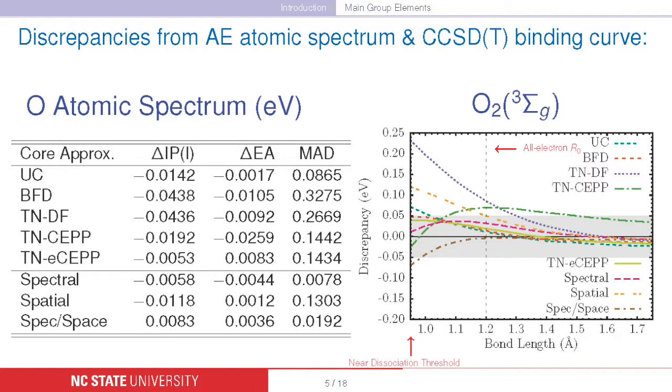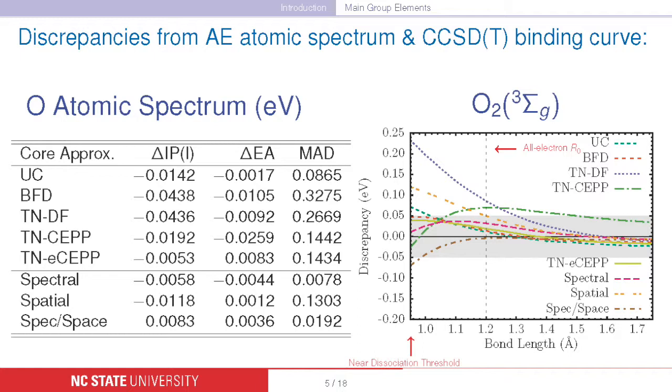And on the right, unfortunately, it's not showing up color-wise, but I guess I'll still explain it. So what I'm showing here is an oxygen dimer, and it's the discrepancy from the all-electron coupled cluster binding curve. So this vertical line is the all-electron equilibrium bond length, and on the short bond length side, we're calling this the dissociation threshold. So this is where the binding energy of a molecule goes towards zero, which if you were to translate this into solid state, for example, would correspond to high pressures.